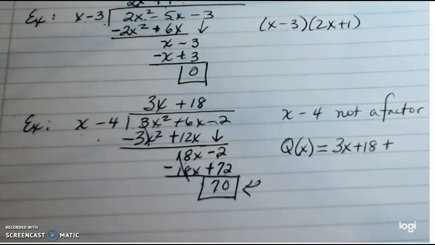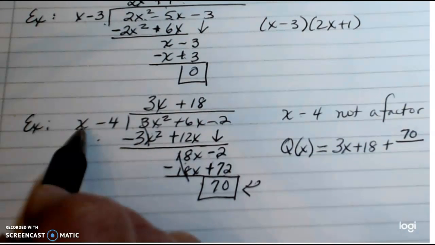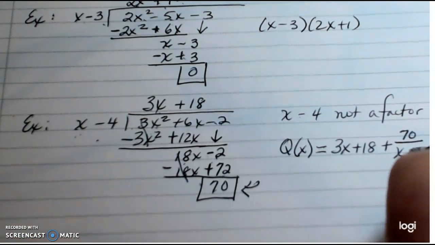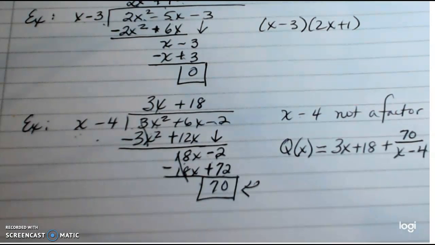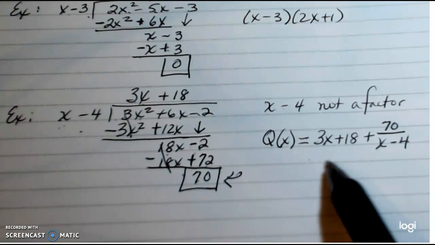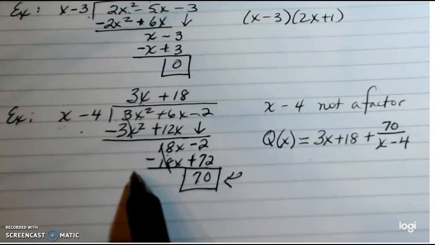Grab whatever the remainder is and write it over the divisor, just like you were writing a fractional remainder to a long division problem. So there you have it. Here's your answer, your quotient to this long division problem.